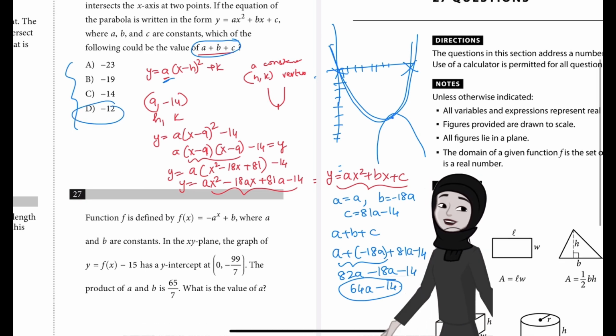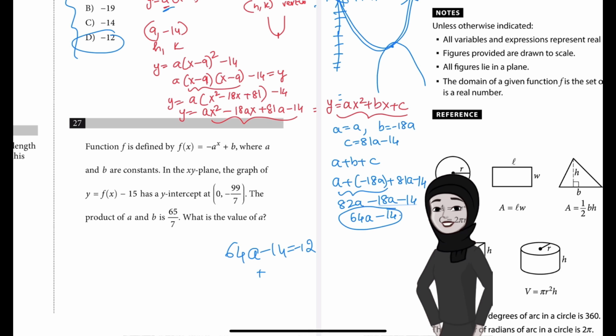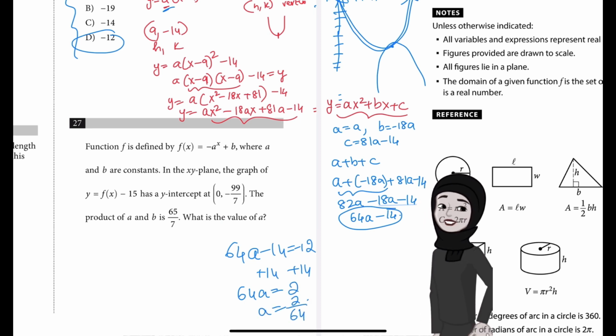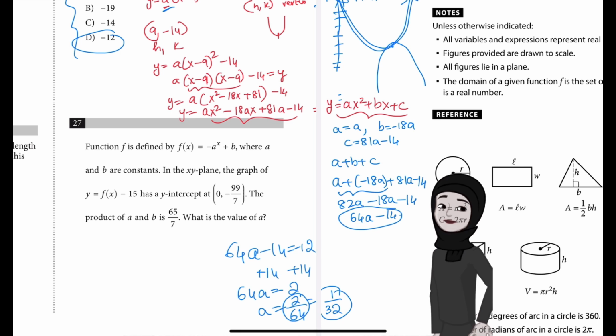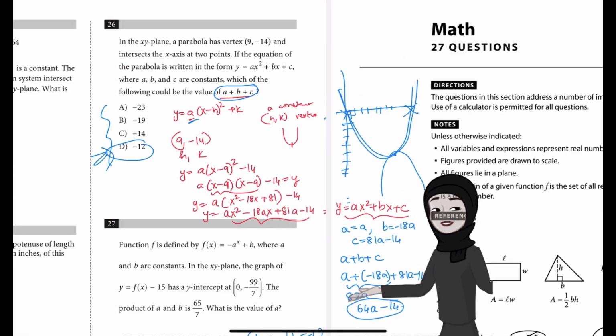If we take answer choice D, you have 64a − 14 = −12, and you add 14 to both sides, you will have 64a = 2 and a = 2/64. So that will reduce to 1/32. So this is a positive value, 2/64 or 1/32 after reducing. Therefore, if the equation of the parabola is written in the form y = ax² + bx + c and a, b, c are constants, the value of a + b + c could be negative 12.